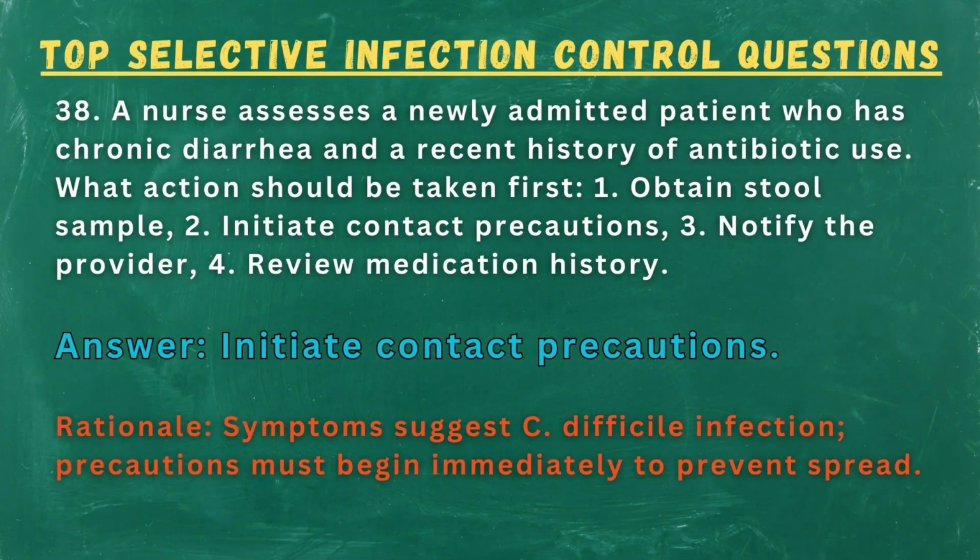38. A nurse assesses a newly admitted patient who has chronic diarrhea and a recent history of antibiotic use. What action should be taken first? 1. Obtain stool sample. 2. Initiate contact precautions. 3. Notify the provider. 4. Review medication history. Answer: initiate contact precautions. Rationale: symptoms suggest C. difficile infection. Precautions must begin immediately to prevent spread.